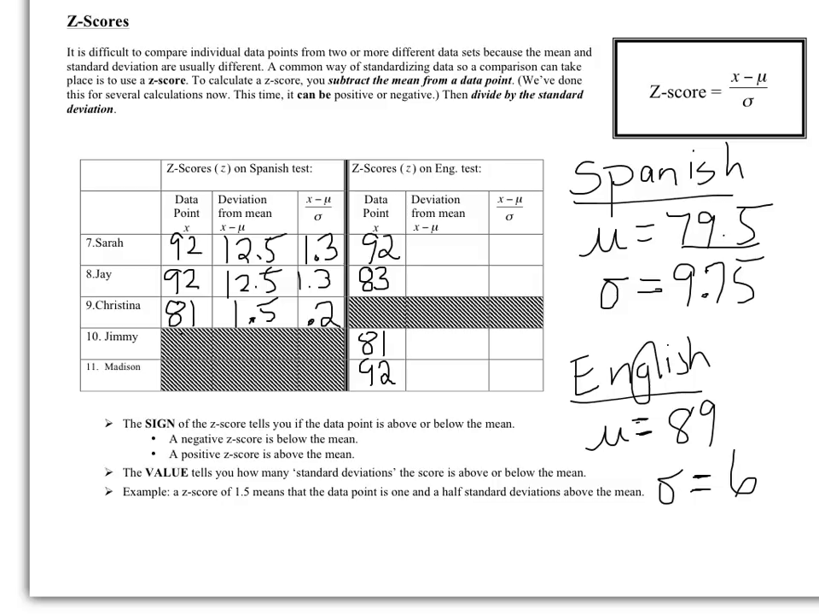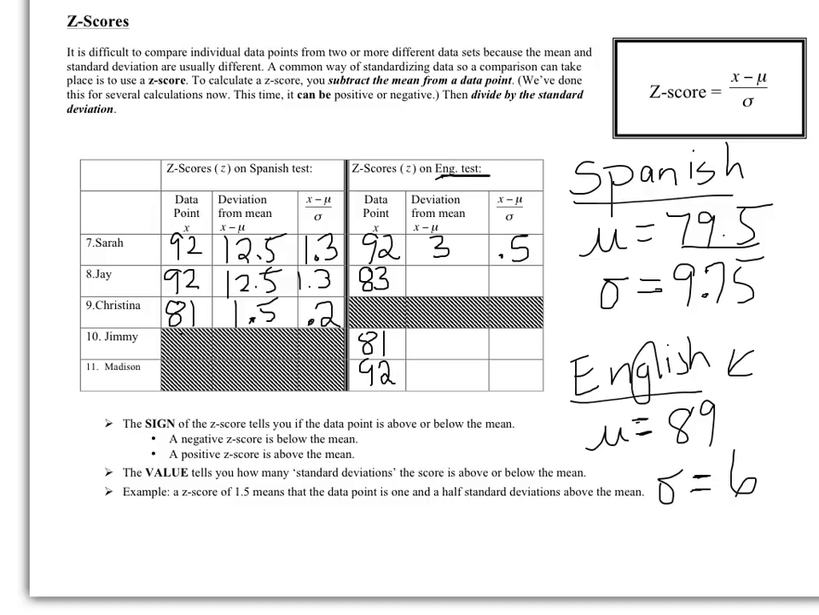So those are the z-scores. Let's go ahead and calculate the rest, then we'll talk about what in the world this means. So now the English test, so now we're using this data right here, the English test data. So we do 92 minus 89, that's 3. Divide that by the standard deviation of 6, so 3 divided by 6 is going to give us 0.5 exactly.